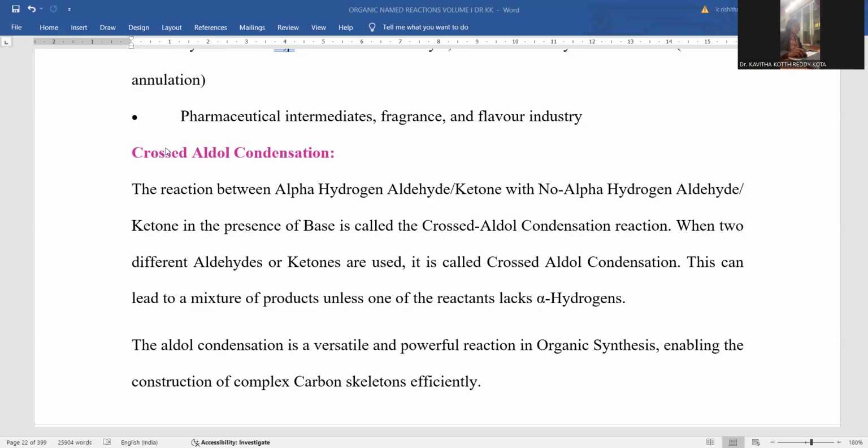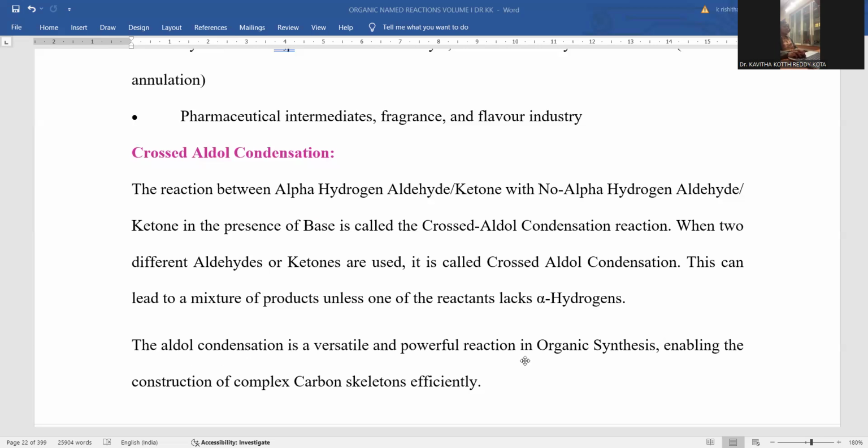This is the manner: crossed aldol gives rise to a mixture of products, because alpha hydrogens may be present in one component, and alpha hydrogens may not be present in the second aldehyde compound. So there is also the kind of provision to get rid of the final product. This is the way crossed aldol is meant for unsymmetrical product formation, unsymmetrical condensation process taking place. More applicability you can notice by means of this crossed aldol condensation.